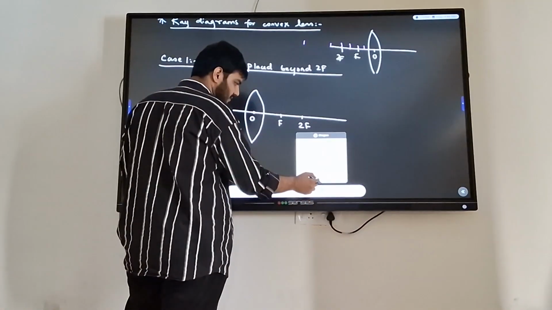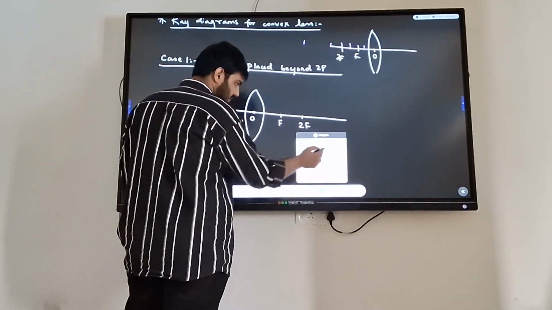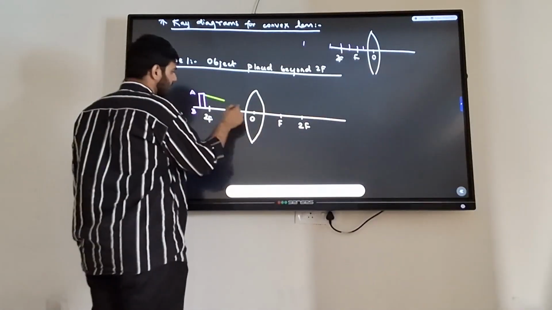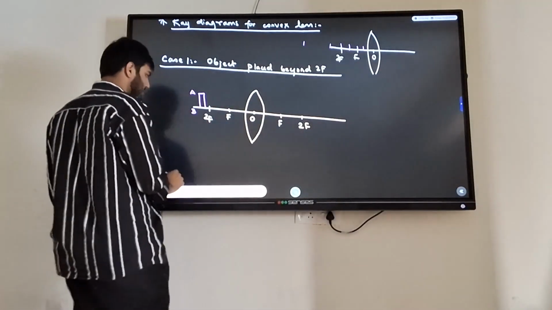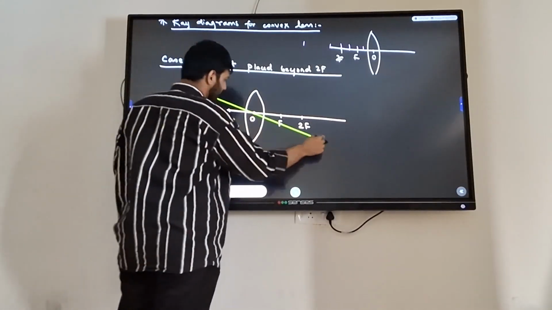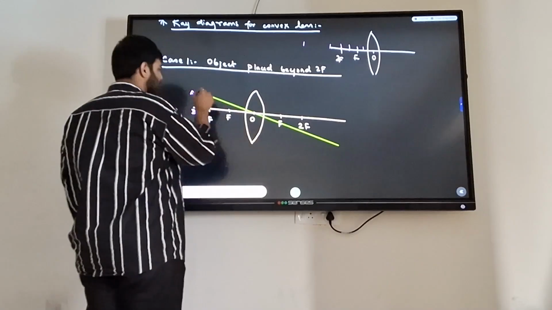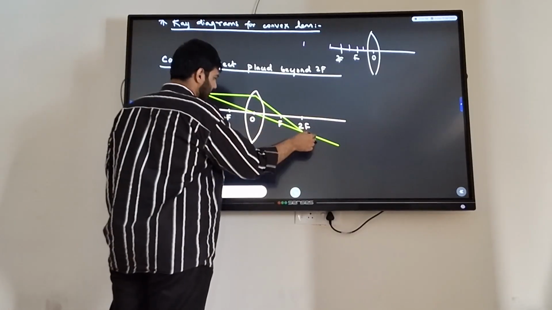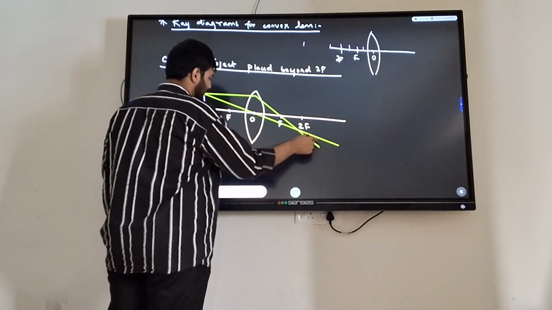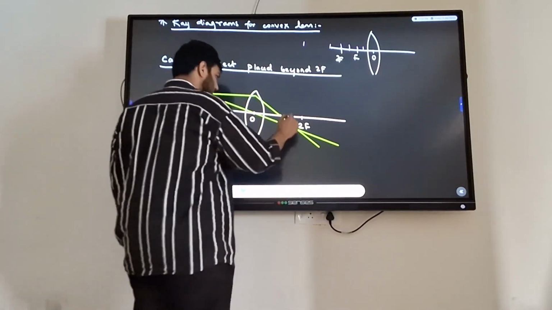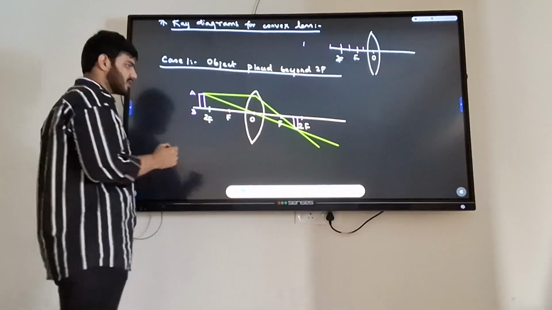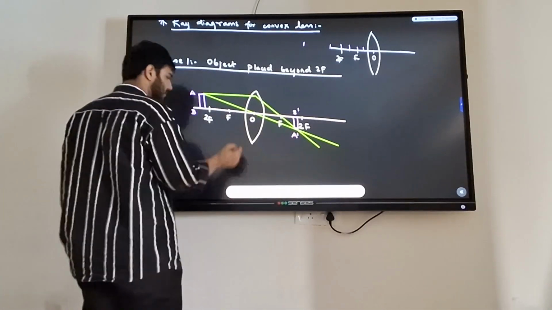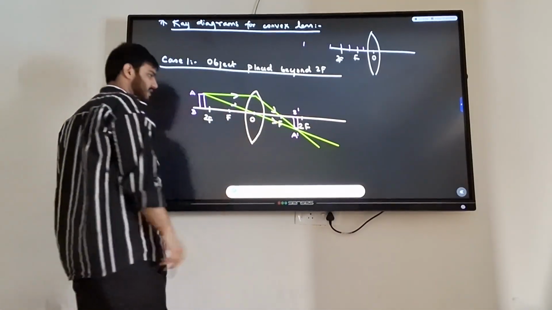How will the lines go? So something like this, right? Let me change the colors. One of them is passing through the optical center. One of them passes parallel to the principal axis, then through the optical center. Now it looks diminished. This will be B dash, A dash, and these are the rays that I drew.